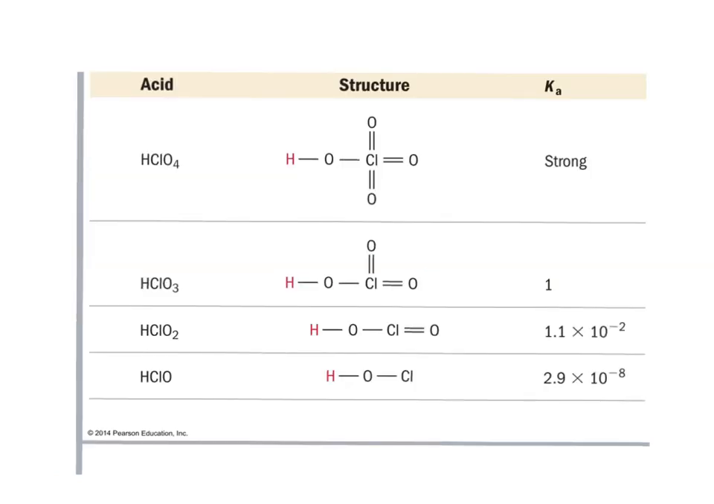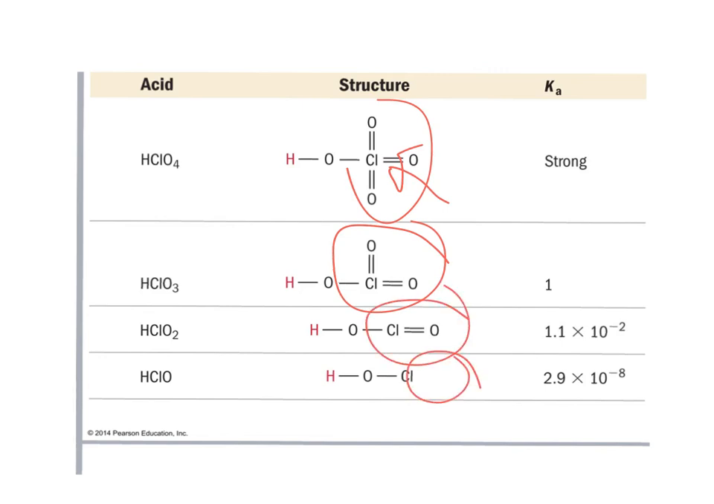Structure played a role, and the way that it played a role in this is what the chlorine was bonded to made a big difference, right? So this one's strong because it had 3 oxygens. We had a Ka of 1 because of 2 oxygens, and then it just goes down from there, right? The Ka gets smaller and smaller.